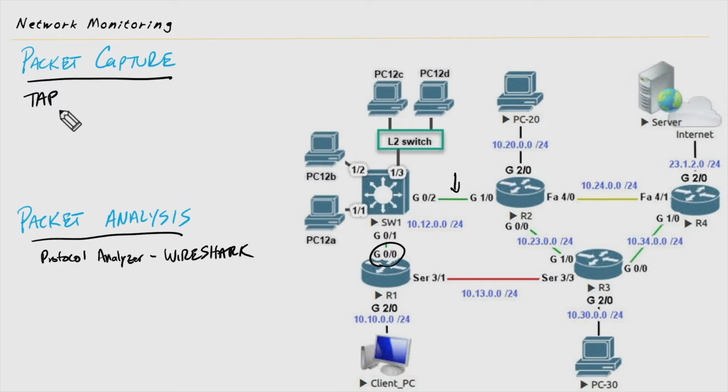One would be to use a tap. So we could actually put a device in line here, for example, that's collecting the data and then sending that off to our device running Wireshark, or we're capturing that file with an inline tap. That's certainly one way of doing it.